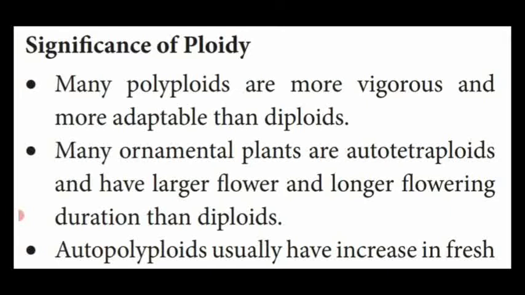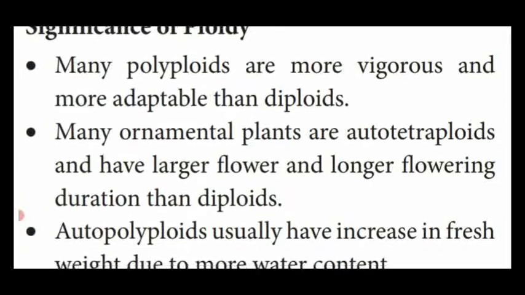Next one, many ornamental plants are produced with the help of polyploidy methods, that is autotetraploid, which show a larger size of flower, and the duration of the flower is also much longer than in the diploid set of organism. So they produce large flowers, and the duration, that is lifespan, is also longer than in the diploid set of organism.